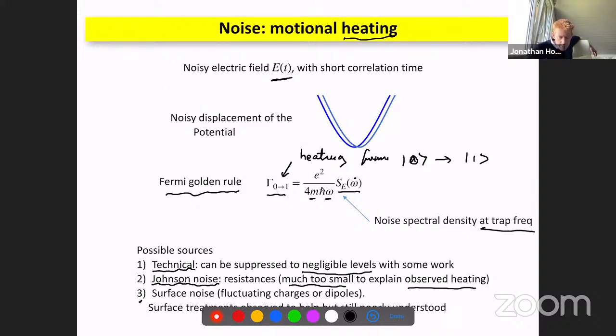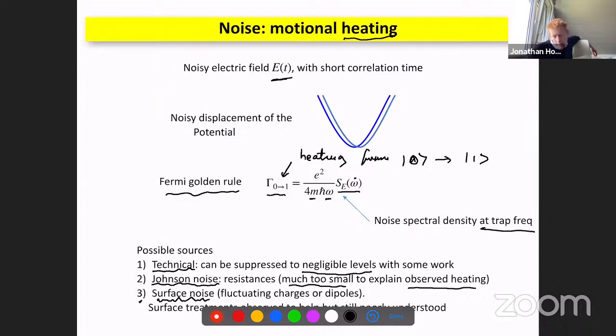Yeah. So the third candidate is one of the big unknowns in trapped ion physics. That's what we would call surface noise. We think it's some sort of fluctuating charge or dipoles on the surfaces of the electrodes. These are normally gold surfaces, but if you look at a surface carefully, you'll find quite often it's not gold at all. It's got hydrocarbons and things on top of it.